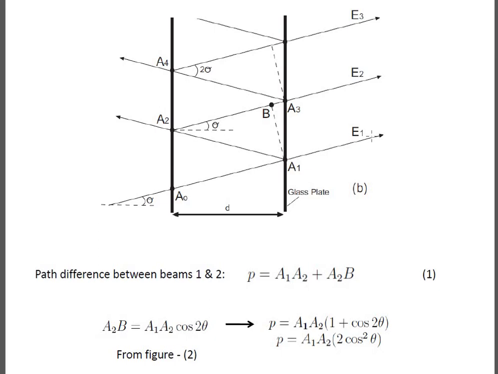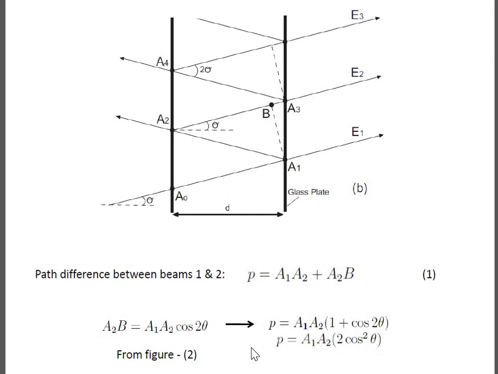So what's the path difference between beam 1 and beam 2 which are exiting? Let me first estimate. The path difference is A1A2 plus A2B. This is the path difference. Now from this figure you can see that A2B is basically A1A2 into cos of twice theta. This is theta and this is theta. So this is basically cos of twice theta. You can break this down and you will get P as A1A2 into 2 cos square theta.